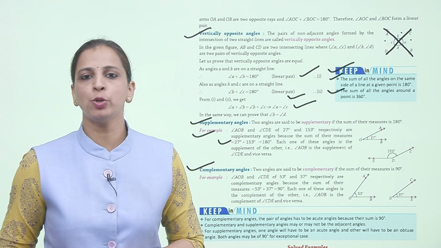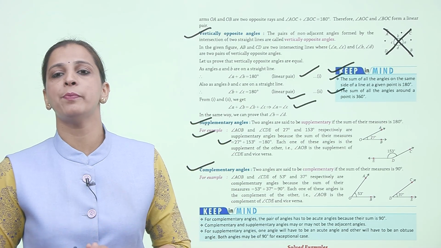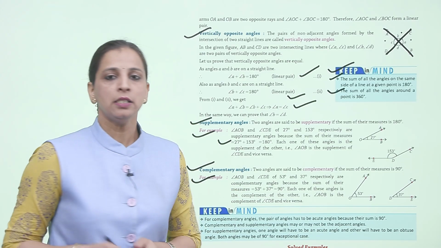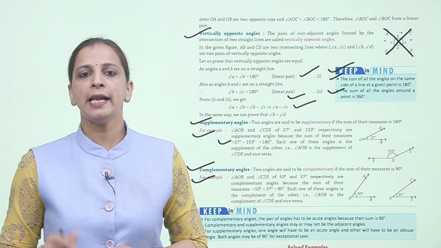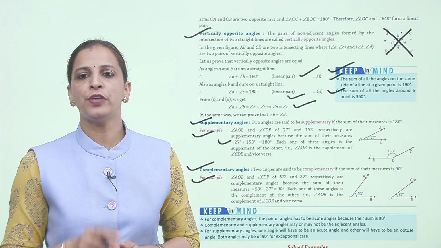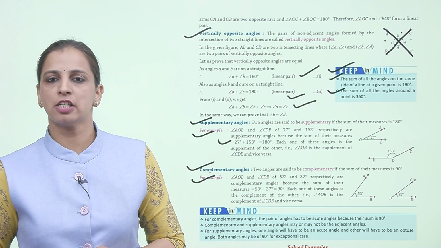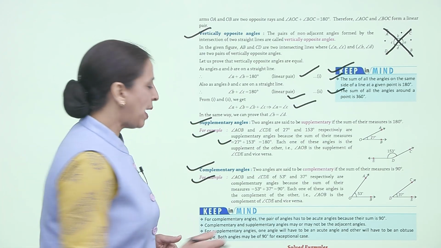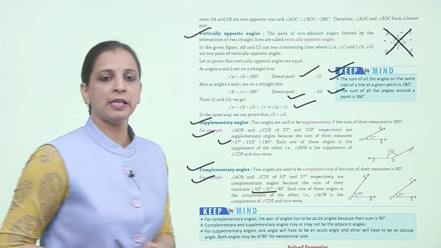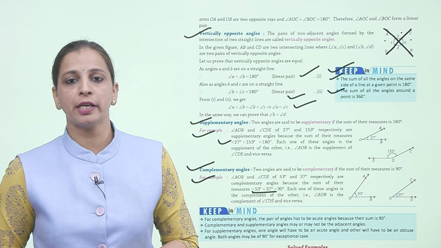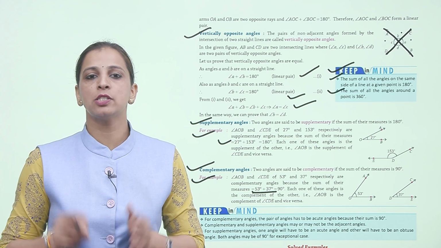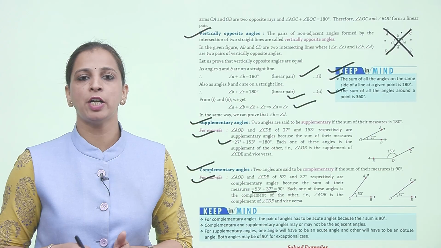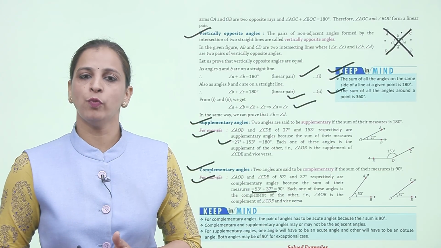Two angles are said to be complementary if the sum of their measures is 90 degrees. For example, angle AOB and angle CDE of 53 degrees and 37 degrees respectively are complementary angles because the sum of their measures, 53 degrees plus 37 degrees, is equal to 90 degrees. Each one of these angles is the complement of the other. That is, angle AOB is the complement of angle CDE and vice versa.